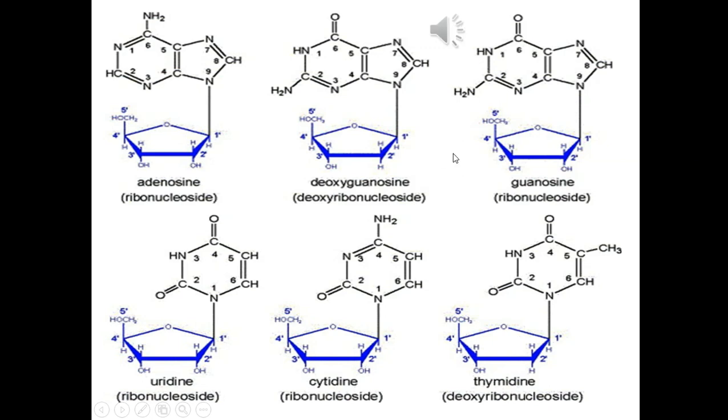This slide shows many examples of nucleosides, for example adenosine, deoxyguanosine, guanosine, which means the sugar is ribose, thymidine, a deoxyribonucleoside, cytidine, which is a ribonucleoside, and uridine, a ribonucleoside. It means only the heterocyclic nitrogenous base with sugar only. The type of linkage is the N-glycosidic linkage.